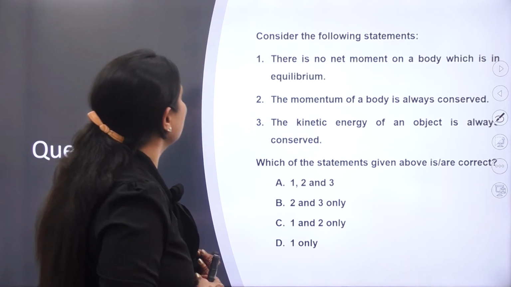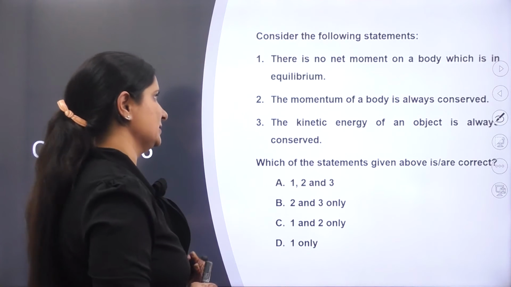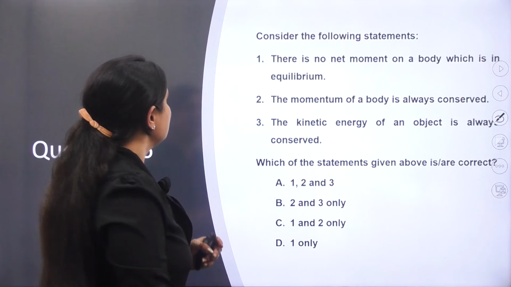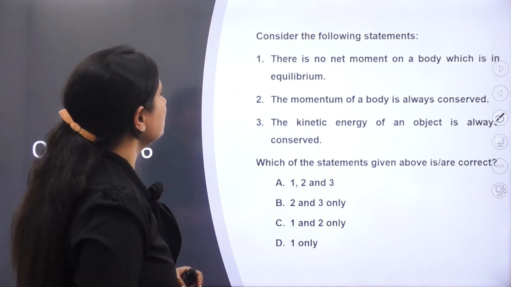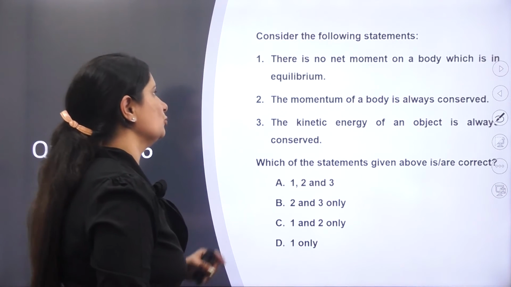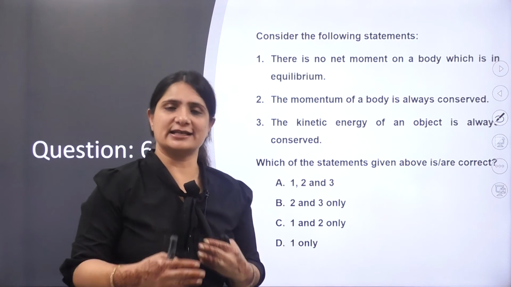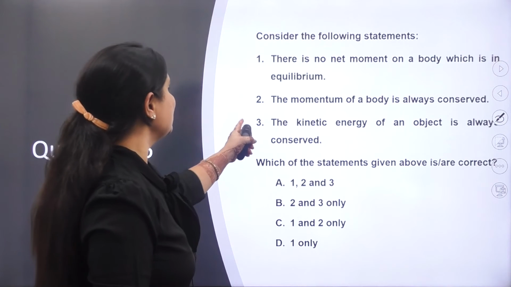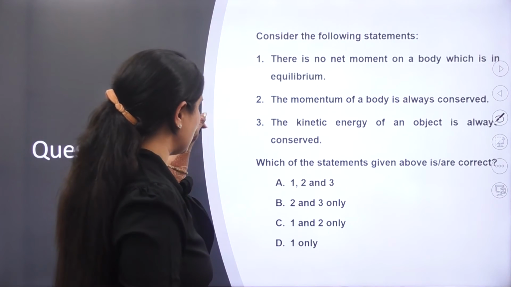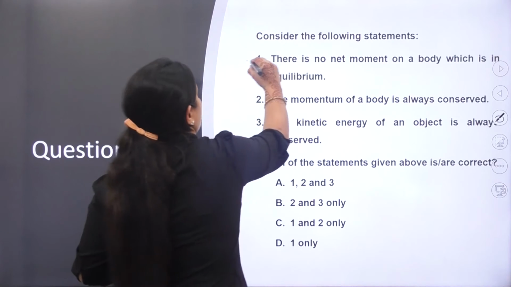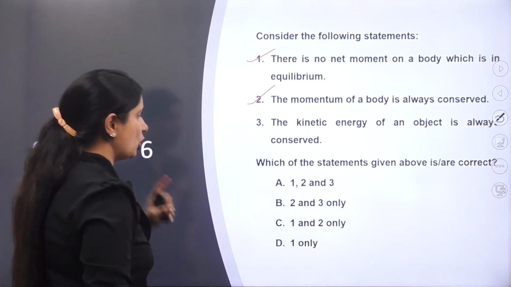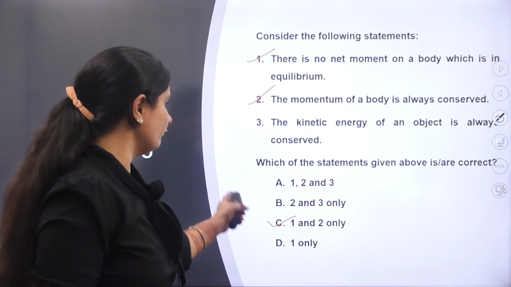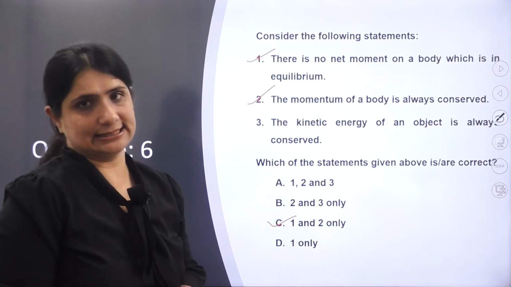Next is the momentum of a body is always conserved. This is again the law of conservation of momentum. This is a correct statement. Third statement, the kinetic energy of an object is always conserved. No, it's not the kinetic energy, it keeps on transforming. The mechanical energy remains conserved. So statement 3 is not correct. So our answer here will be the one with 1 and 2 only. So option C is the right answer. Clear? Because statements 1 and 2 are correct.